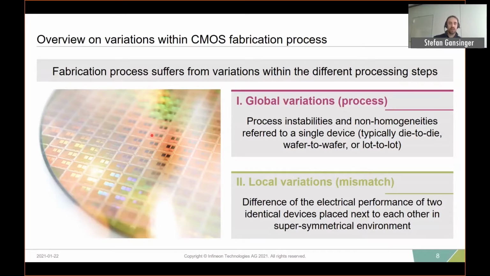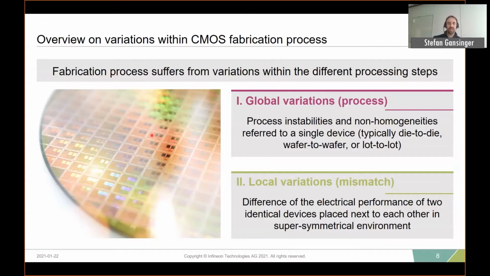For instance, a typical global variation is you have one die where all capacitors are smaller than the typical value, and you have another die where all capacitors are larger than the typical value. Sometimes this is also referred to as a slow or a fast wafer or similar. So these are called global variations.